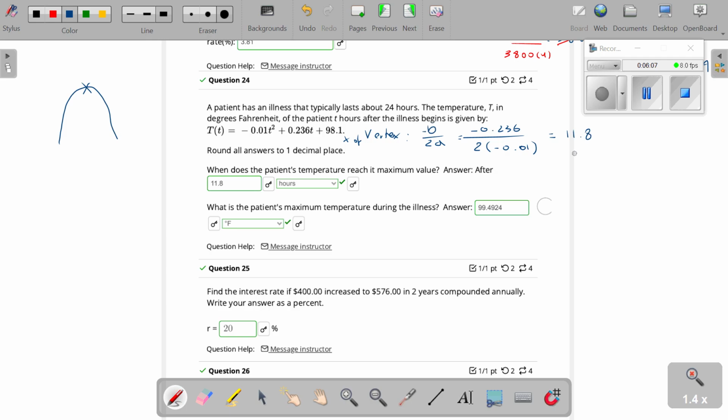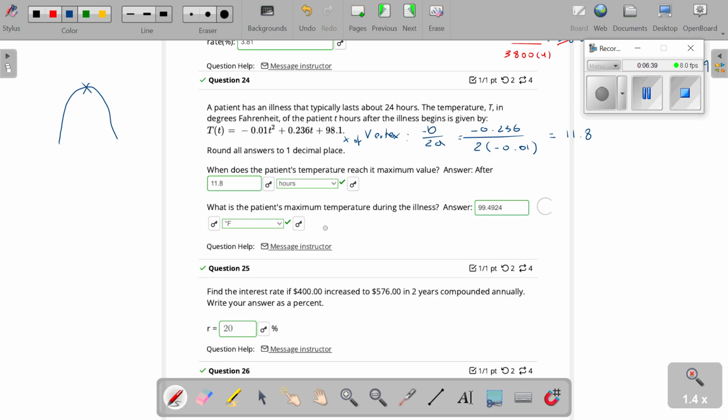This is not my answer yet, because I need to find the maximum temperature. What is the patient's maximum temperature during the illness as well? The 11.8 is how long it's going to take to reach the maximum. So we're going to write that here, but then we're going to find the maximum temperature as well. In order to find that, you're going to plug this back into this equation.